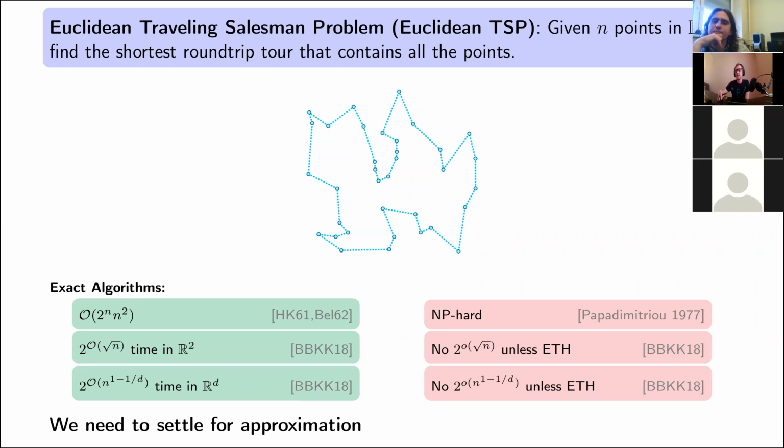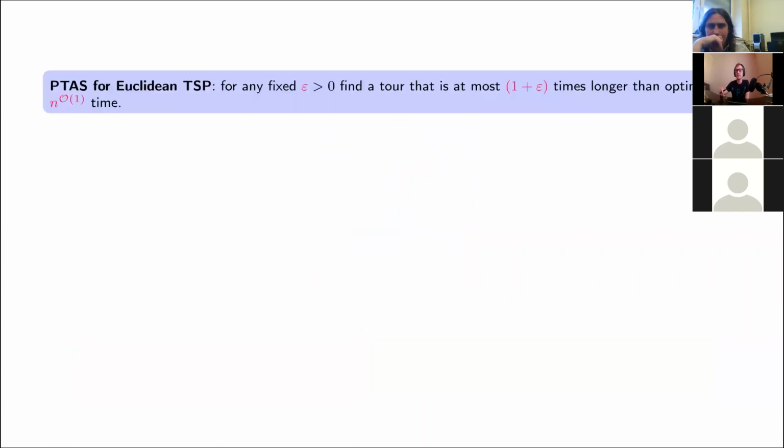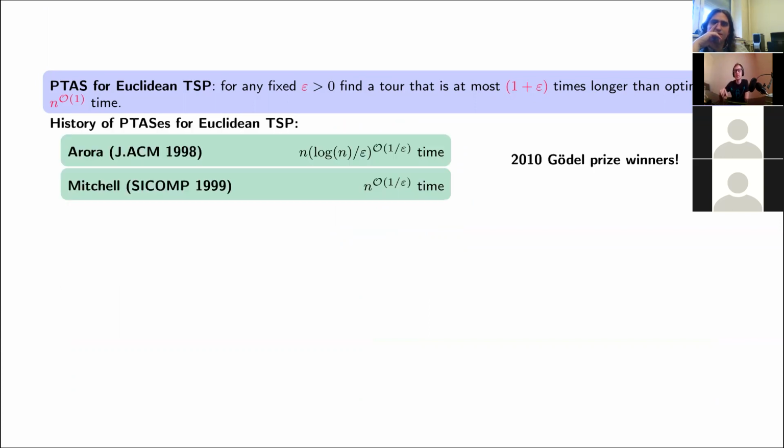Right, so let's check what happens in the approximation regime. A polynomial time approximation scheme is an algorithm that, for any fixed constant epsilon, finds a tour that is only 1 plus epsilon times worse than the optimum solution, and it works in polynomial time. At the time, it was a very big open problem whether such an approximation scheme exists, even for the plane, and it was resolved by Arora and Mitchell in the late 90s.